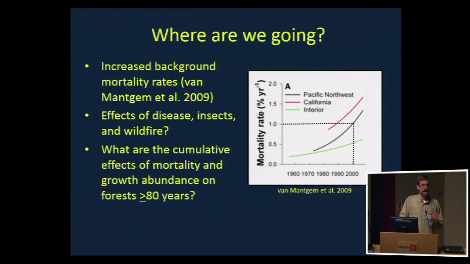Background mortality is, of course, important, but it's not the whole story. What about insects and fires and disease? What's going on out there with those? How are those affecting stands greater than 80 years? And then finally, we'll talk about some of the cumulative effects of mortality on growth and abundance of forests greater than 80 years.